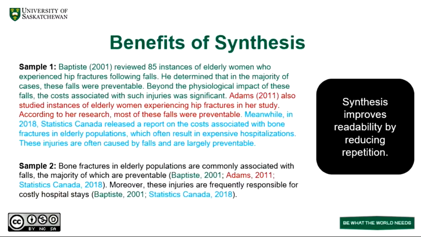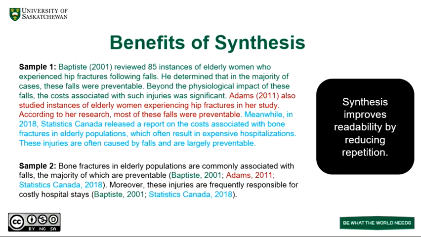All right, so in this comparison, we're really starting to think about this notion of synthesis. Both of these samples have a degree of synthesis. In that first sample, we are drawing together similar sources. So we have the Baptiste source, we have the Adams source, and we have the Statistics Canada source. And they all sort of group around this shared topic of bone fractures in elderly populations. And so we see some relationships emerging.